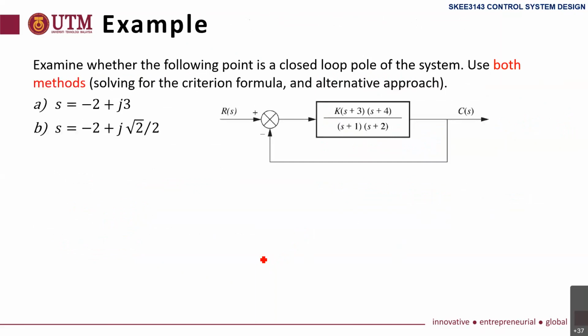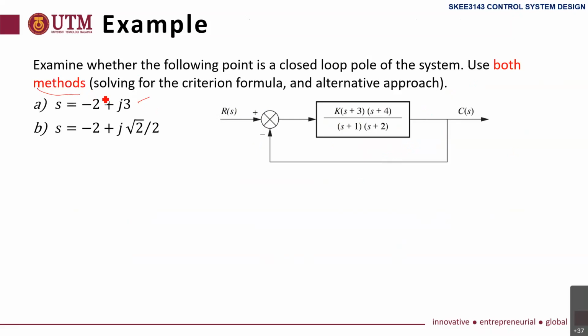Let's do one example. Examine whether the following point, here we have 2 points, is a closed loop pole of the system. Now I have a system. This is a unity feedback system. We want to check whether this point is a closed loop pole or not. We can use two methods to examine this. Okay, let's do it together. We will do both techniques.